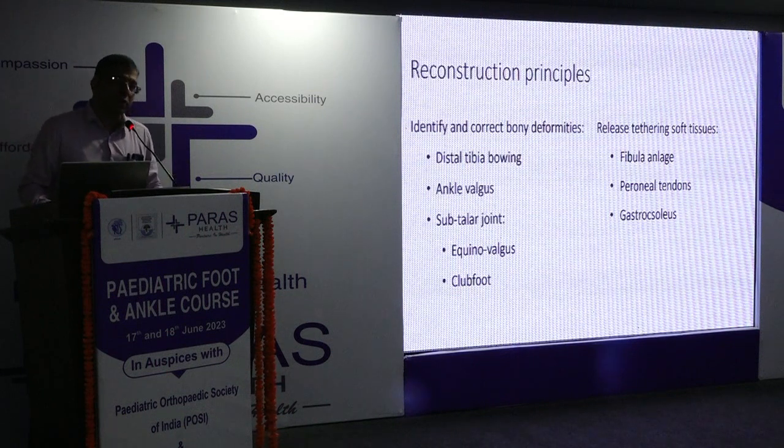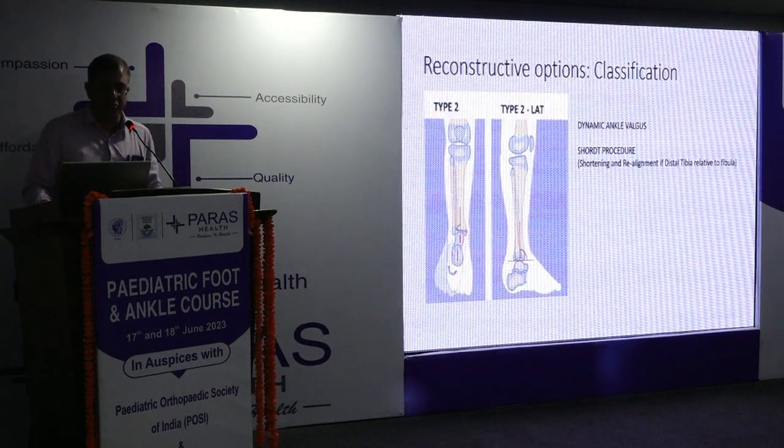Peroneal tendons, in many of these cases, are short, tight and fibrosed, and they need to be lengthened or released. Gastrosoleus, again, can be tight or contractured and needs to be released.